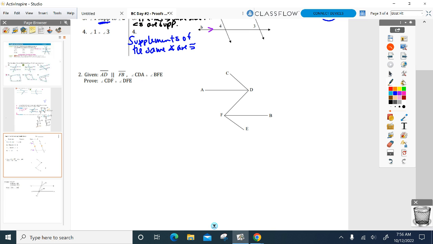Let's mark our diagram, and then we'll do our statements and reasons. So AD parallel to FB. Let's mark it. AD parallel to FB. Angles CDA and BFE are congruent. What do we put on the angles again? Yeah, let's not forget that. CDA congruent to BFE. There you go.